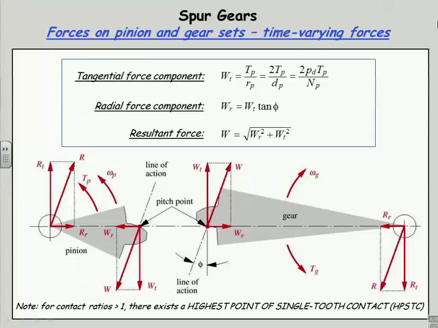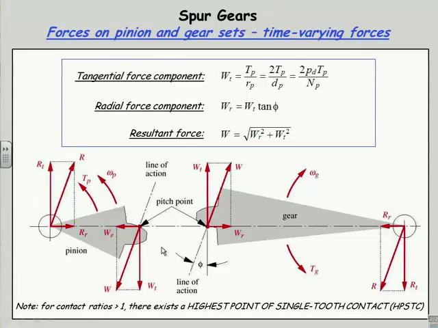So what you're looking at here is a free body diagram of a pair of teeth, part of a pinion and a gear, showing the forces at the interface where the teeth interact with one another. And the force of most interest is labeled W sub T for tangential, shown here, downward on the pinion and upward on the gear. And that is, as its name implies, tangent to the circle. I'm showing it at the pitch point, which lies on the pitch circle.